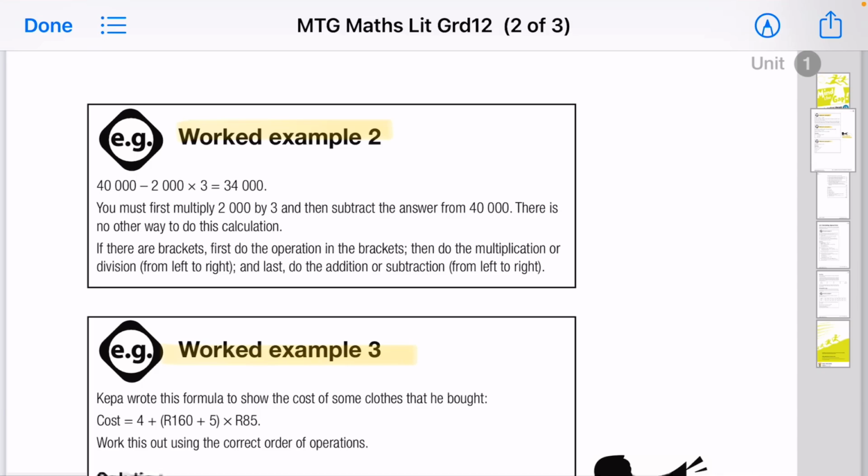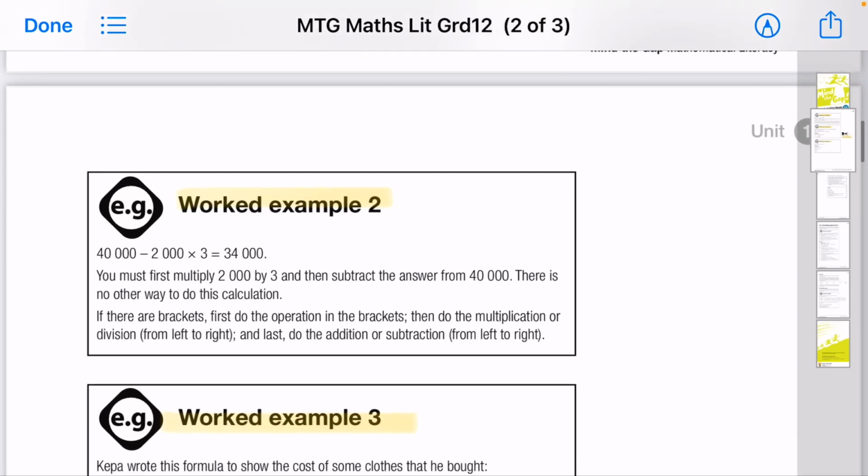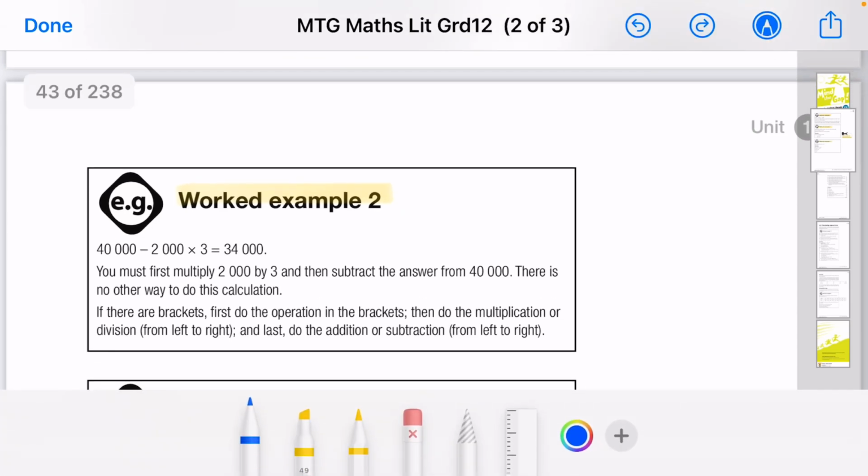So guys, please do make sure that you learn something new by the end of each and every lesson that I conduct. Why? Because a day without learning something new is a day wasted. So ladies and gentlemen, by so saying, let's have a look at question example number 2 rather. So this is worked example number 2.